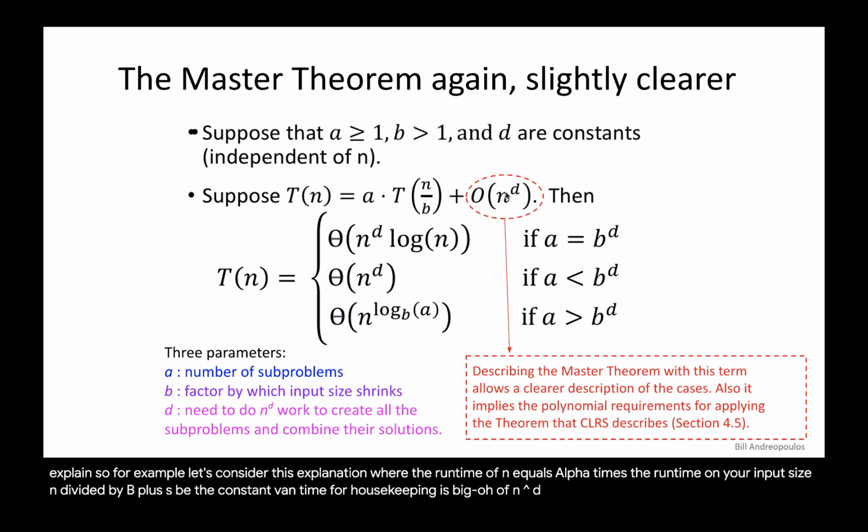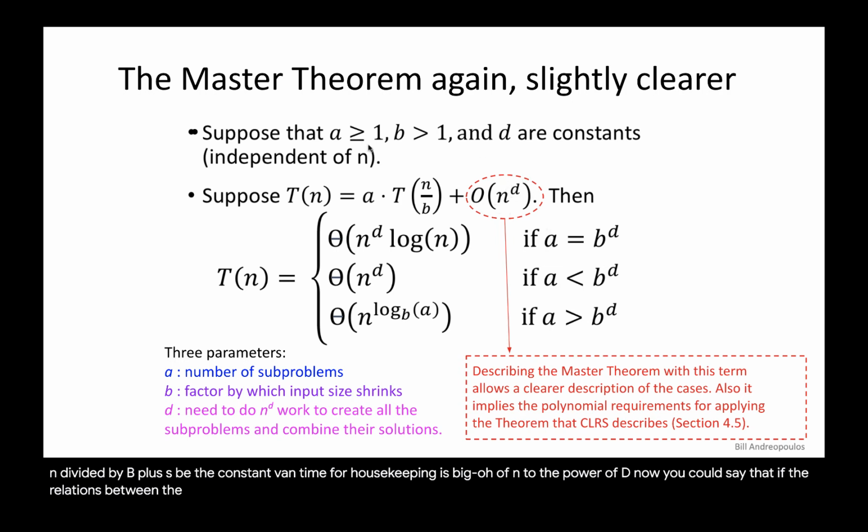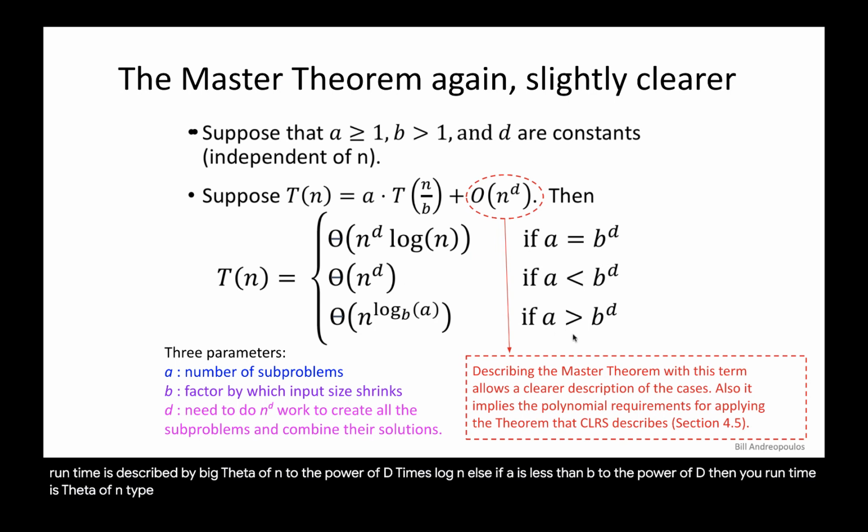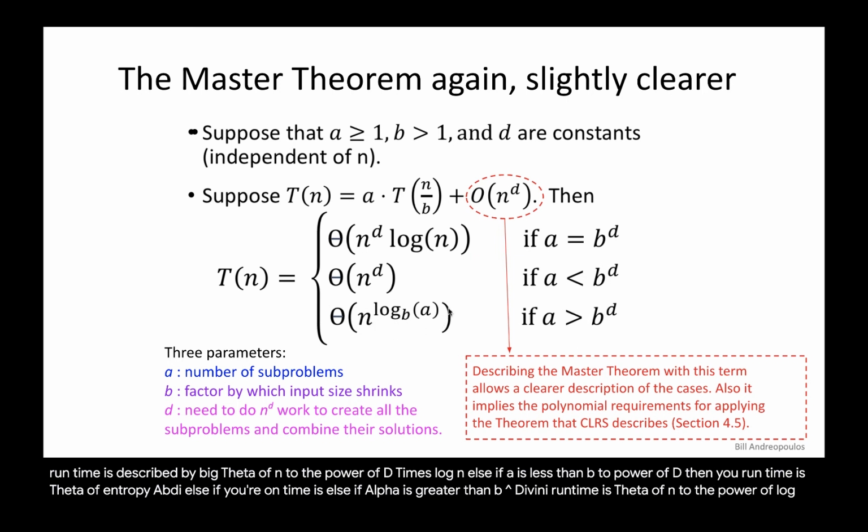Now you could say that if the relations between the housekeeping function and alpha and b can be described as alpha equals b to the power of d, then your runtime is described by big theta of n to the power of d times log n. Else if alpha is less than b to the power of d, then your runtime is theta of n to the power of d. Else if alpha is greater than b to the power of d, then your runtime is theta of n to the power of log base b alpha.